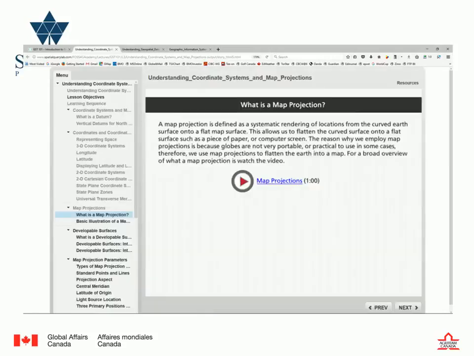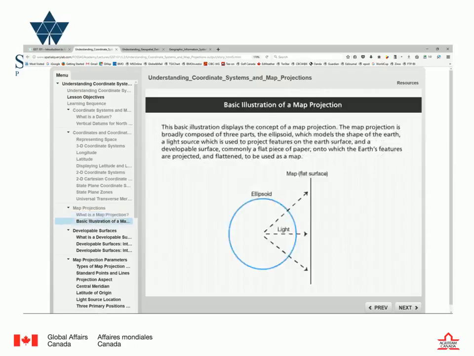Now, map projection. The Earth is basically an ellipsoid, which is really not a sphere, but slightly flat at the top and the bottom, and kind of bumpy. In order to generate a flat map, we need to project from the curve to a flat plane. So this is the Earth, which is an ellipsoid, and we want to create a flat map surface.